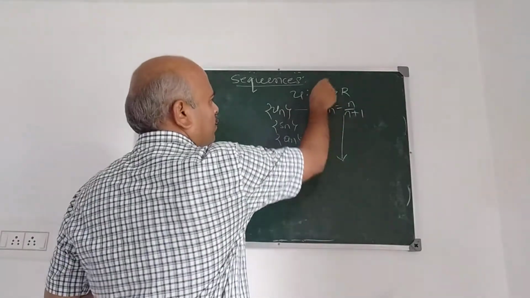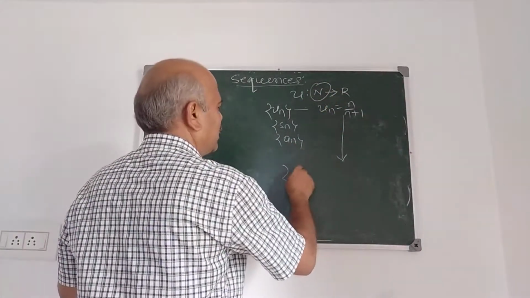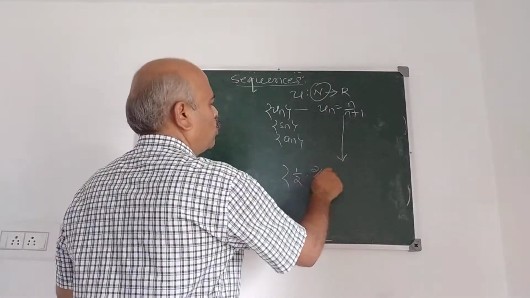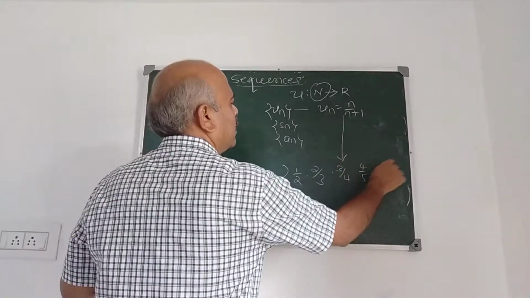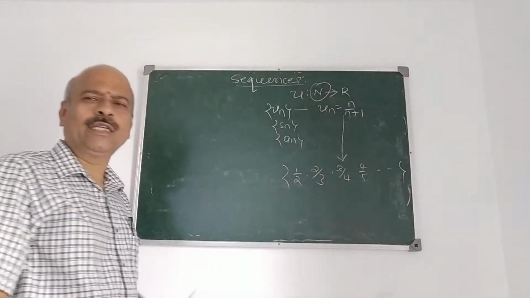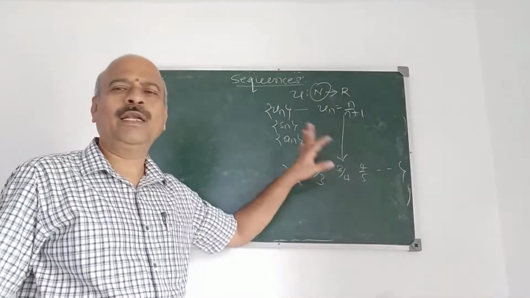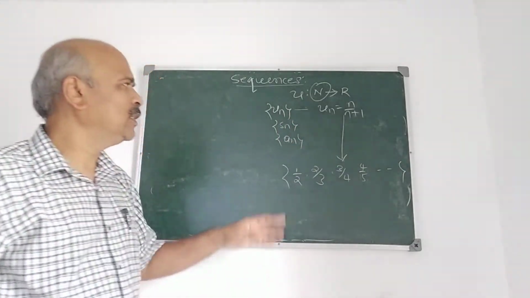What is n here? n is any natural number. Take n is 1, since natural numbers start from 1: 1 by 2, 2 by 3. n is 2, 3 by 4, 4 by 5, and so on. Always, a sequence means we consider an infinite sequence only. This is the definition.